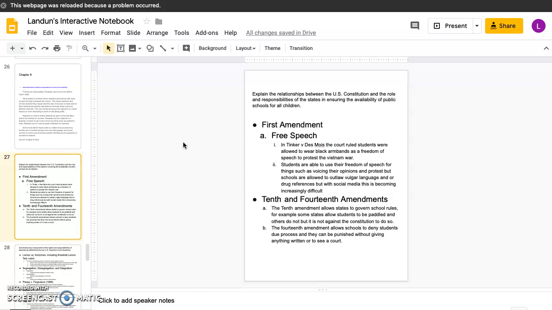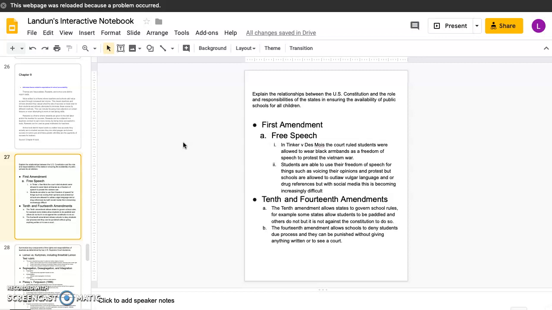The 10th and 14th Amendments: the 10th one allows states to govern school rules. So I put an example. Some states allow students to be corporally punished, like paddling and other things. And that was interesting to me because the states can basically make a lot of their own rules.